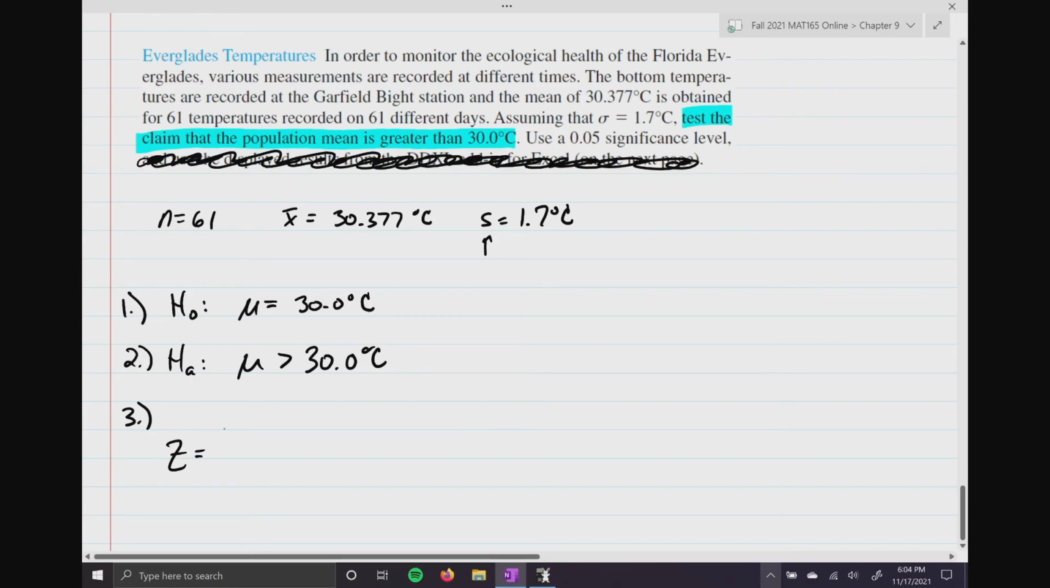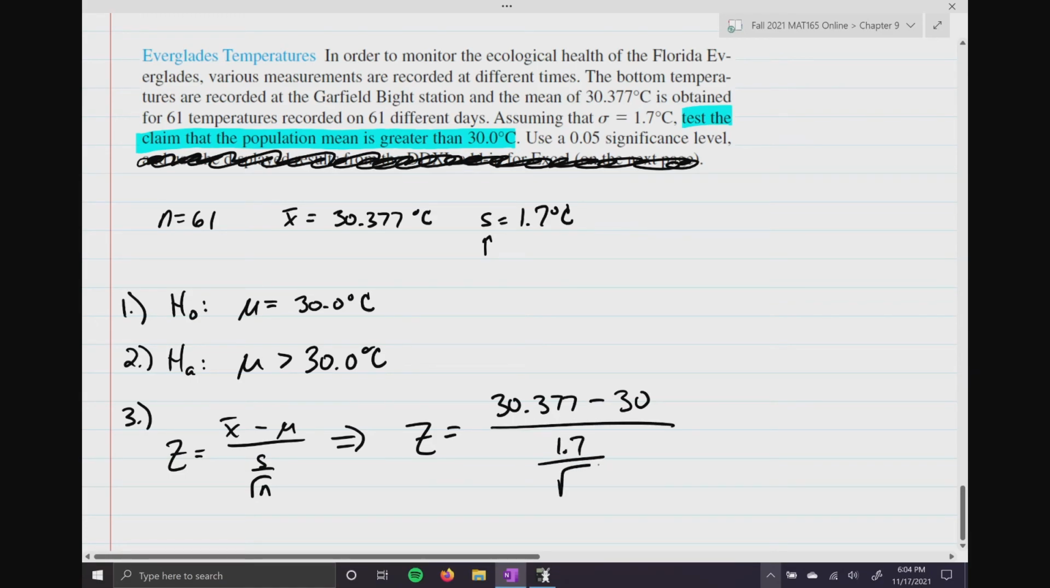Okay? Step 3, let's go ahead and calculate our test statistic. Z equals x bar minus mu all over s divided by the square root of n. So this is going to give us z equals 30.377 minus 30 divided by 1.7 over the square root of 61. And that's going to equal, let's see, I'm coming up with 1.73 to 2 decimal places. Okay, so there's our test statistic.